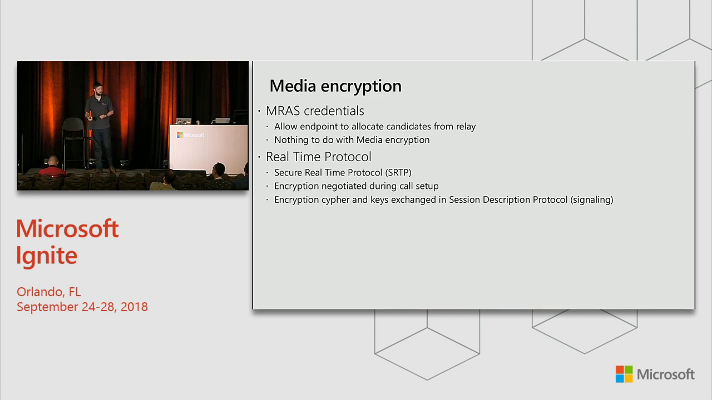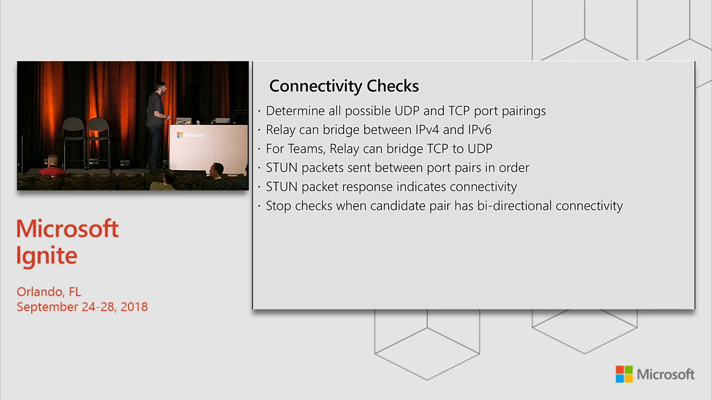It doesn't encrypt anything. As soon as we set up the call in our invites, we also exchange an encryption key. So that's how both parties know about the encryption key. They know how to encrypt the data. They don't use the MRES credentials for that. So what do we do during the connectivity checks?